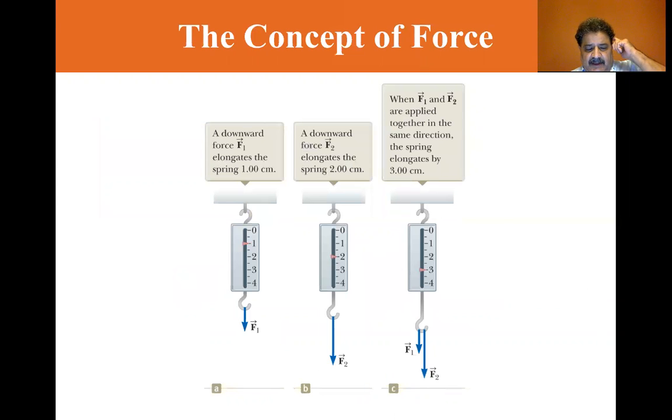So let's continue the concept of force. There's a downward force F1 in A here that elongates the spring 1 centimeter. Now, if we were to have another force that was really twice the mass that caused the first force, it would elongate the spring to 2 centimeters. And if we put both of them on there, when we applied those 2 masses together in the same direction, the spring would elongate by 3 centimeters.